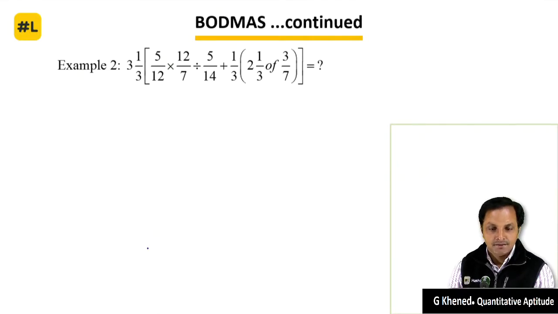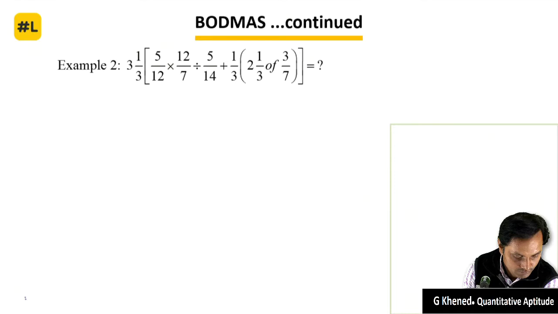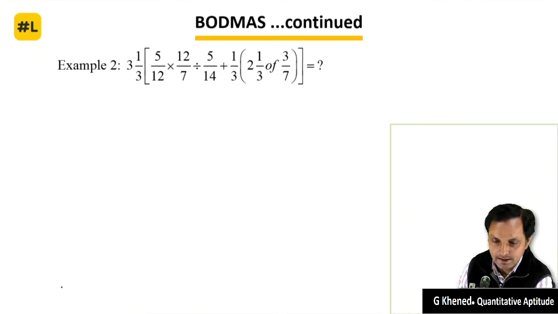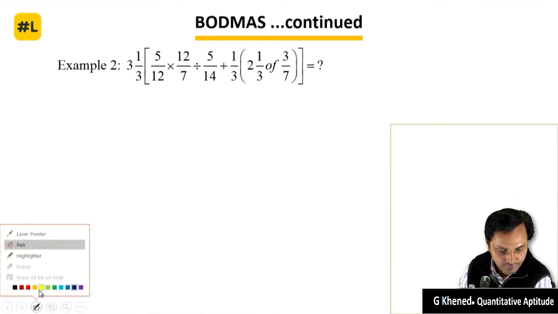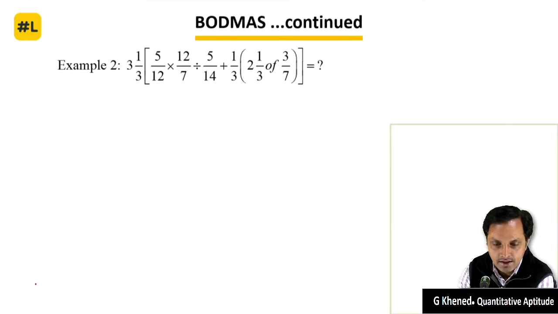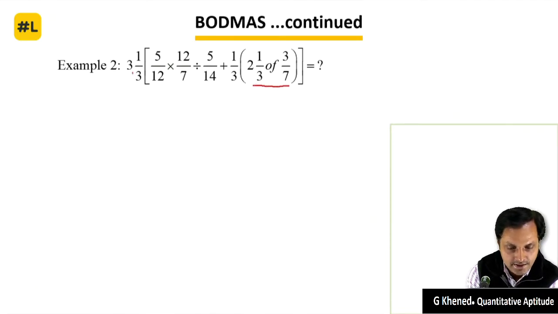The first one is, you need to solve for a bracket. Where is the bracket? The bracket is here. This is the bracket. So just simplify. 3 into 3 is 9.